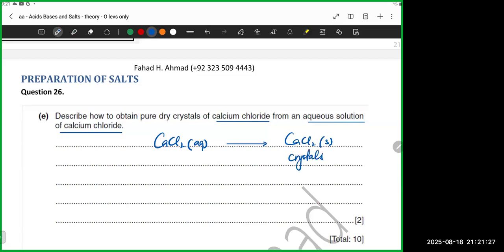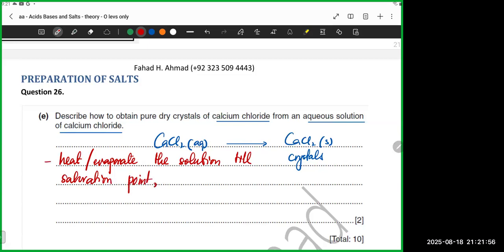So in this one, you don't actually have to prepare the salt. You just have to do crystallization. How would you do that? Heat and evaporate the solution till saturation point. And then cool gradually. Filter, obtain large crystals, dry in sunlight. So you filter out the crystals.